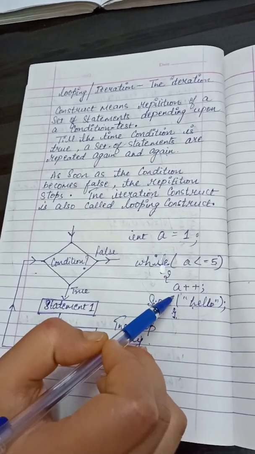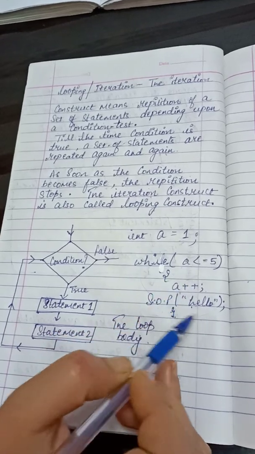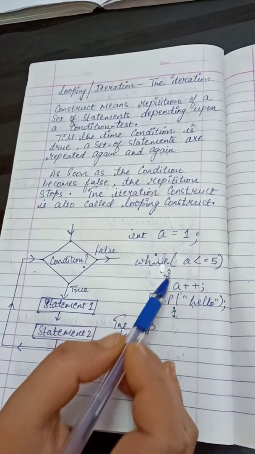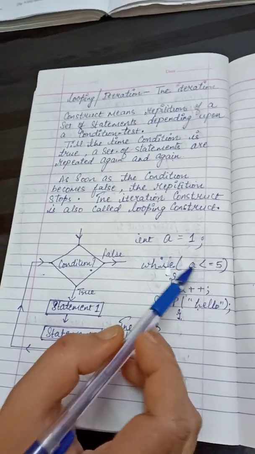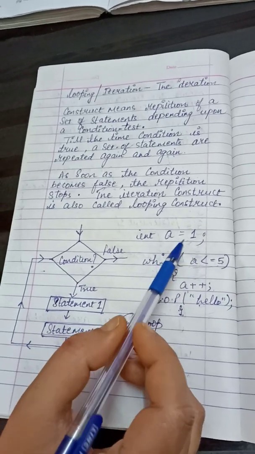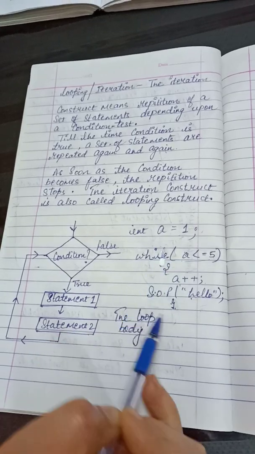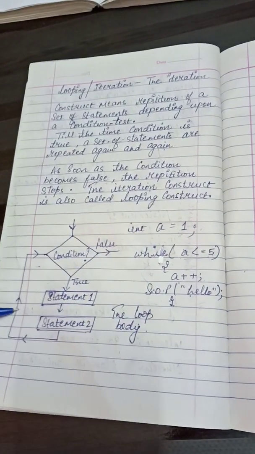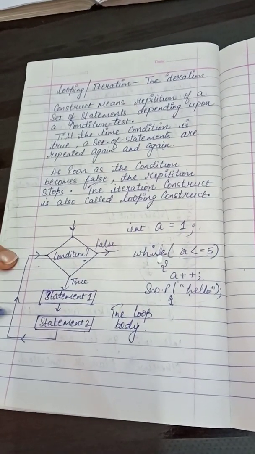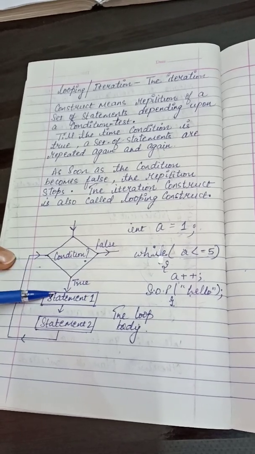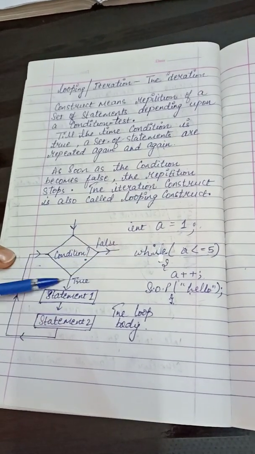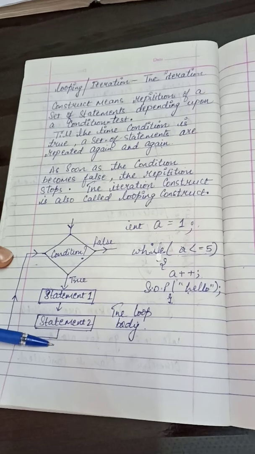So what is happening in this? We are repeating the statement again and again till the condition is true, and as the value of a becomes 6, the condition is false, it will come out of the body of the loop. You can see the structure of the iteration looping here. If the condition is false, it exits; if true, the statements will be executed.